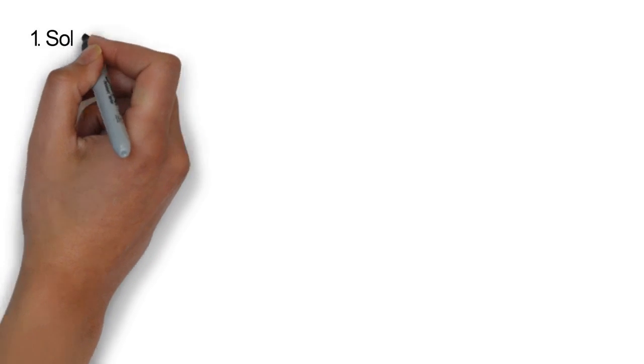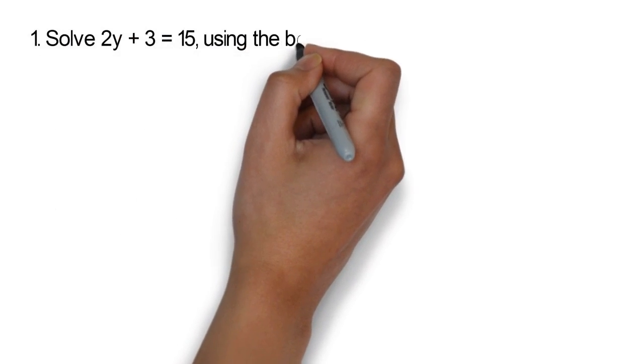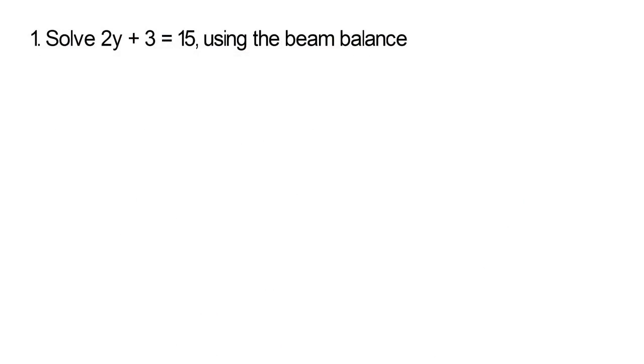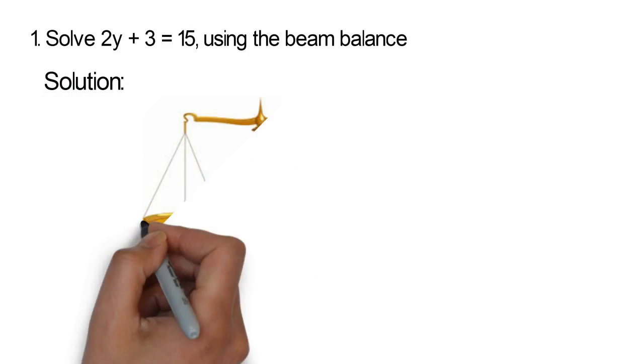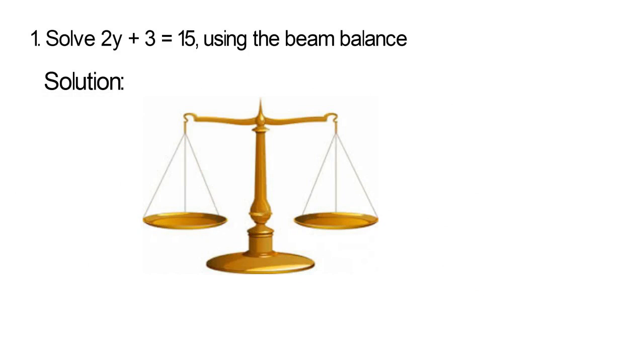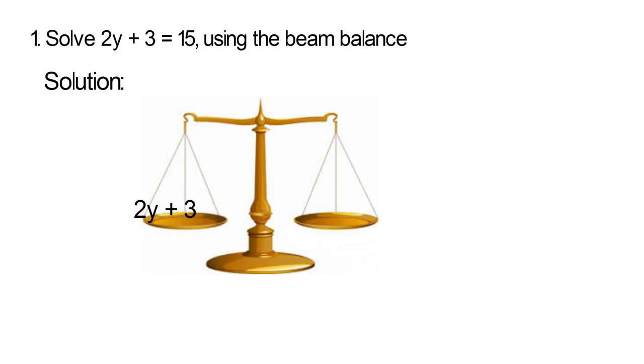Let's solve an example. Solve 2y plus 3 equals 15 using the beam balance. Solution. Here I have my beam balance. Can you see? So I put my 2y plus 3 on my left tray and I put my 15 on my right tray. So what I've said here is that 2y plus 3 is equal to 15. So what do I do?